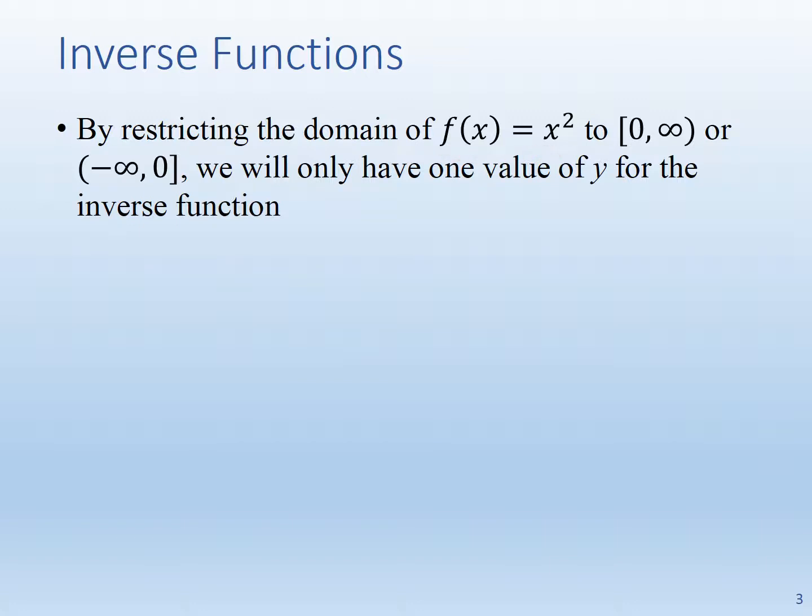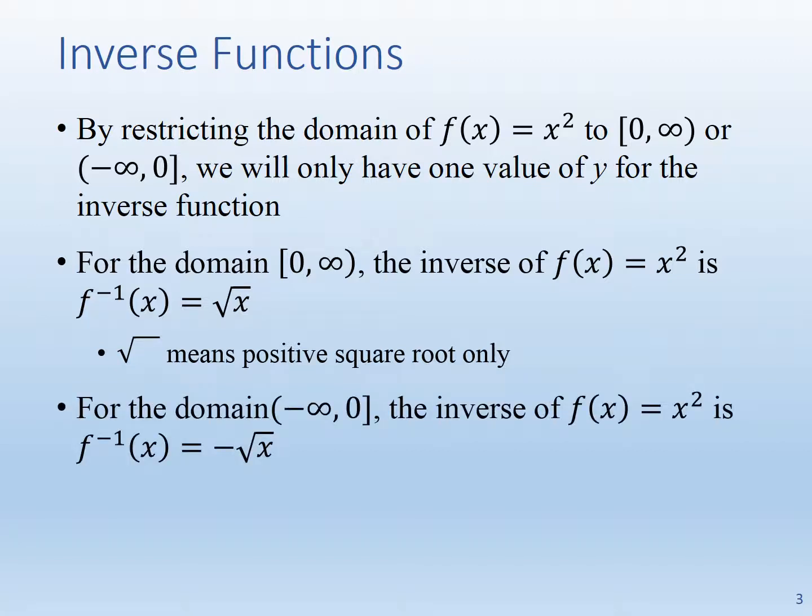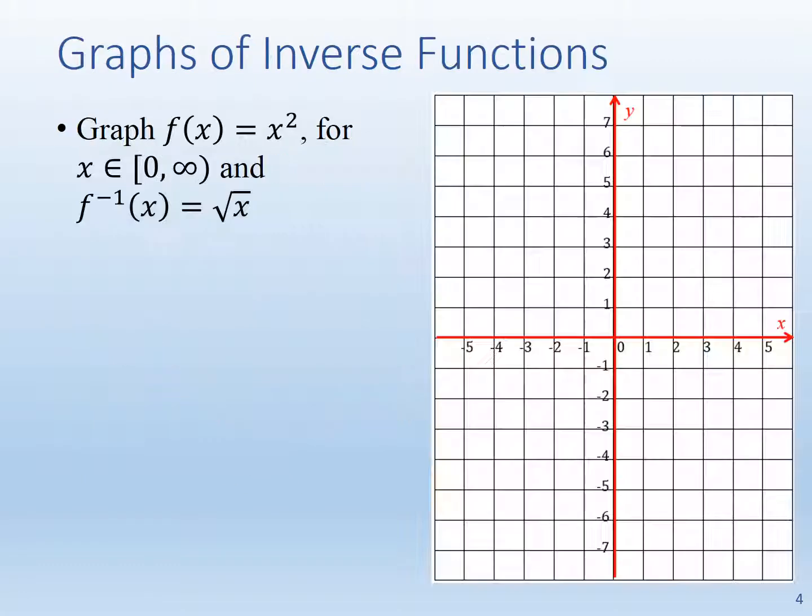With our f of x equals x squared function, we can restrict the domain to positive or negative values only so that our inverse function exists. So if x is positive in our x squared function, then when we do the inverse, we want to take the positive square root. We use the square root sign there to mean the positive square root only. If our domain for our x squared function is negative, then the inverse function is the negative square root of x.